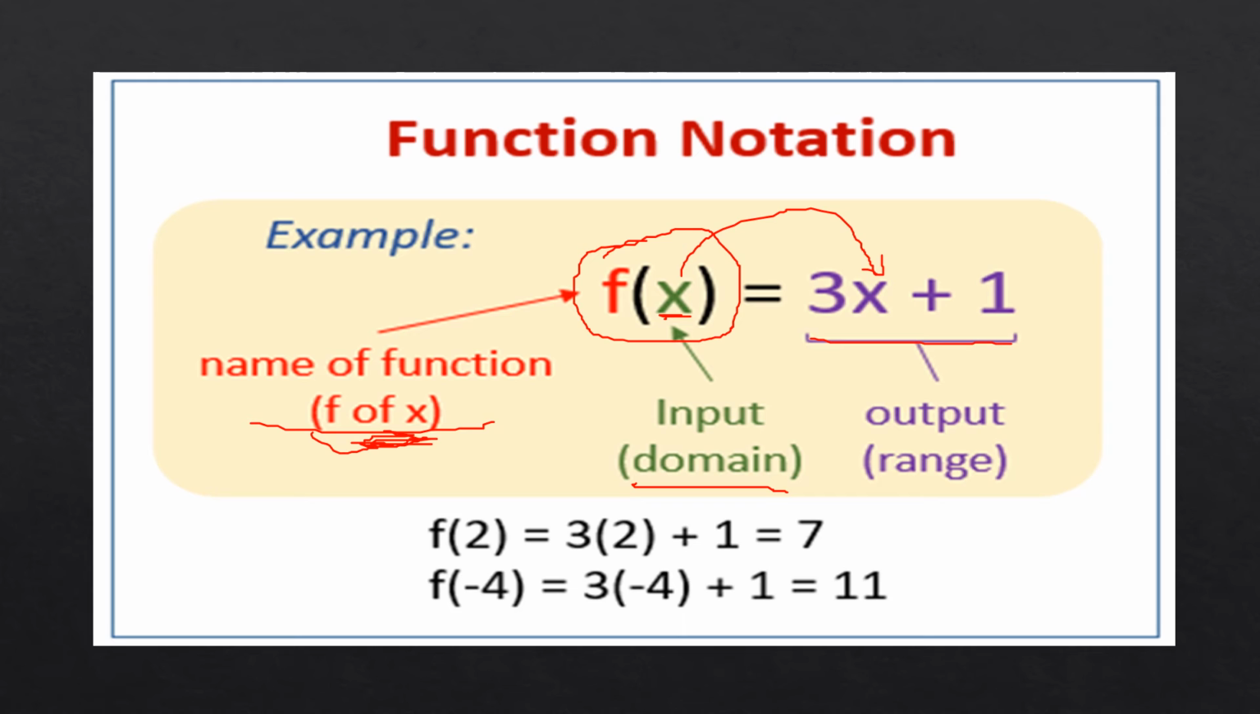For example, here f of x equals 3x plus 1. We will put 2 here. Why? Because it is x. So it equals 7. The same thing if we put negative 4 for x, it will be 3 times negative 4 plus 1, which equals negative 11.